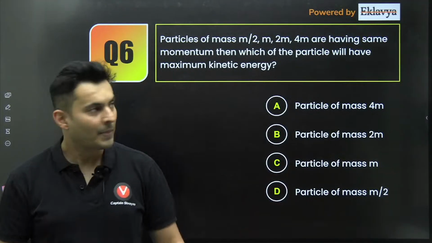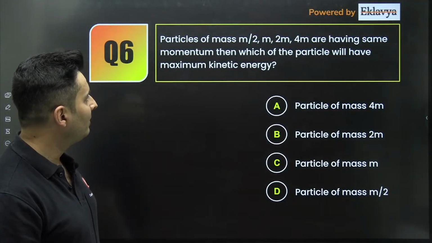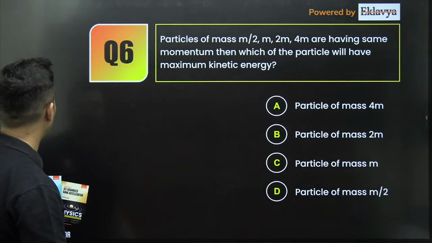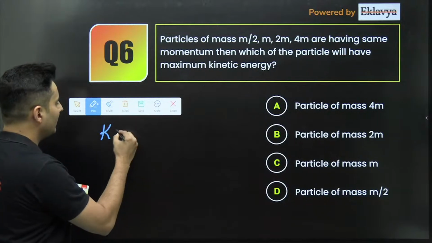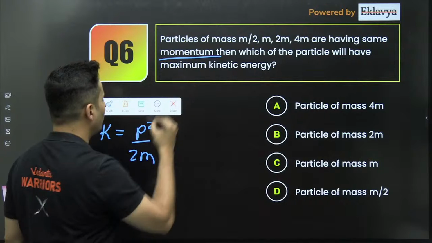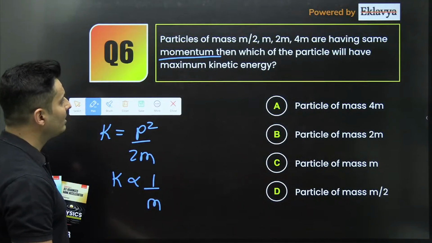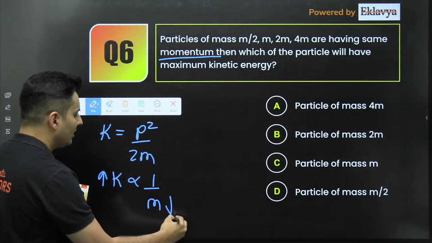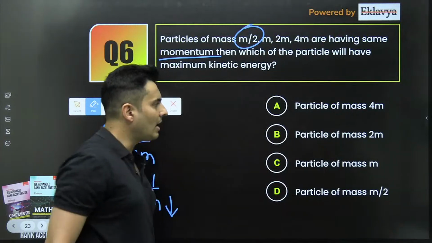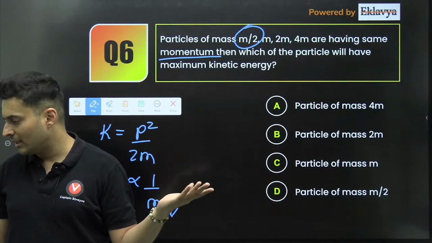Please change your name. Particles of mass m by 2, m, 2m, 4m are having the same momentum, then which of the particles will have maximum kinetic energy? Okay, so what do we do in this case? Kinetic energy, remember, is momentum square by 2m. All of them are having the same momentum, so that means kinetic energy is inversely proportional to mass. So which will have maximum kinetic energy? The one which has least mass. Who has the least mass among all of them? It is m by 2. So I think it is option D. Guys, really this question came.